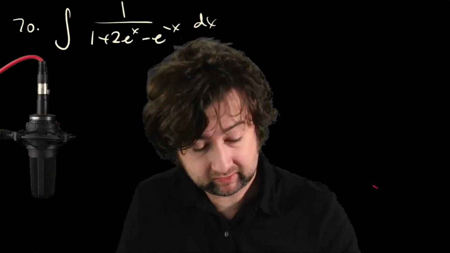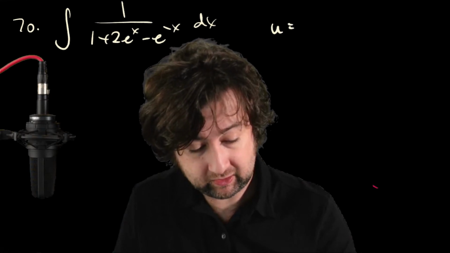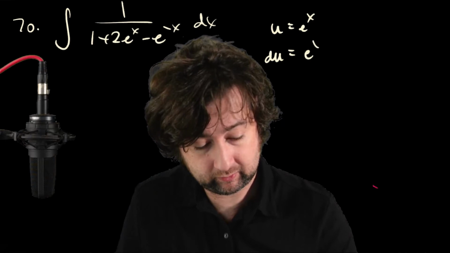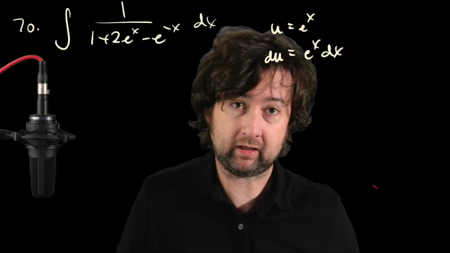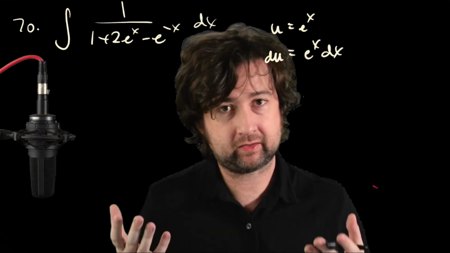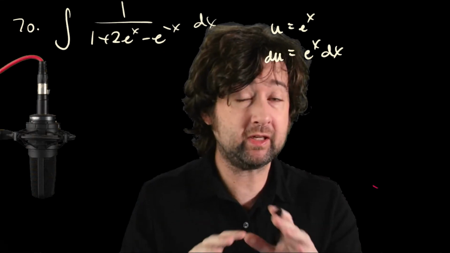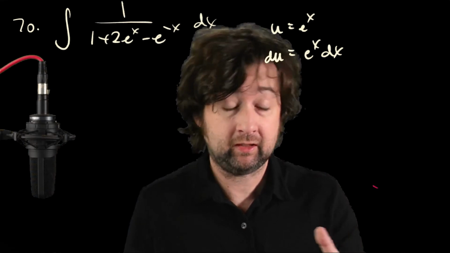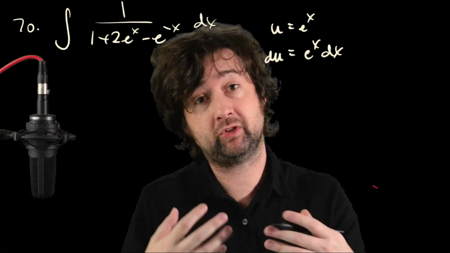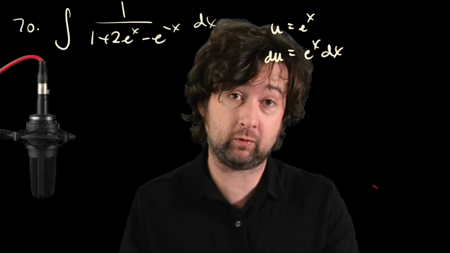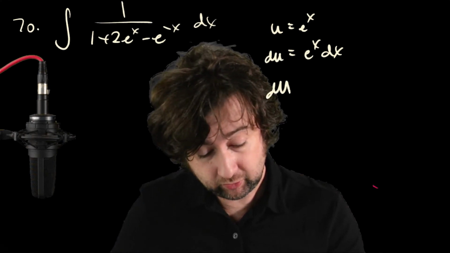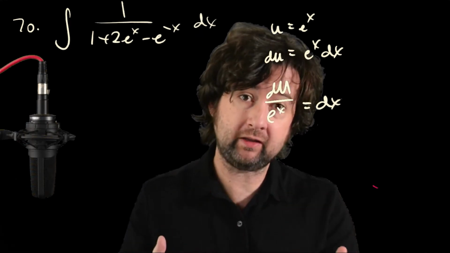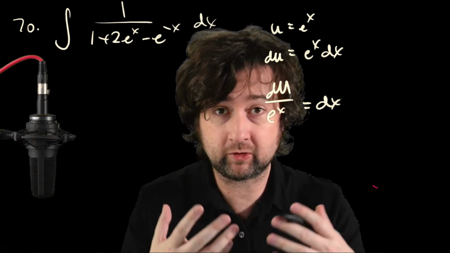It would be nice if I could let u be equal to e to the x, so that du was equal to e to the x dx. You don't have an e to the x in the top of the function, but maybe we can just try the substitution anyway and see if somehow magically it works out. When you're doing integrals like this, a lot of times you just have to try things and see if they work. du over e to the x is going to be equal to dx. So let's try the substitution and see if the algebra cancels.